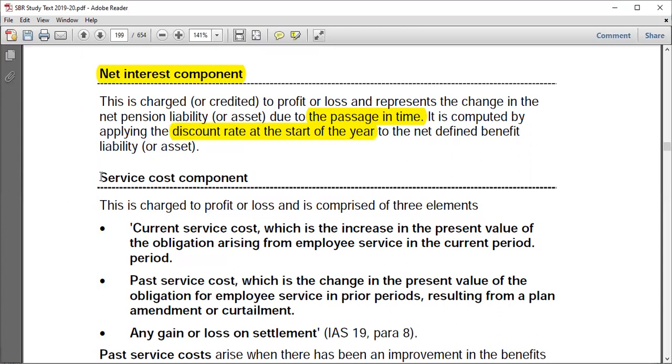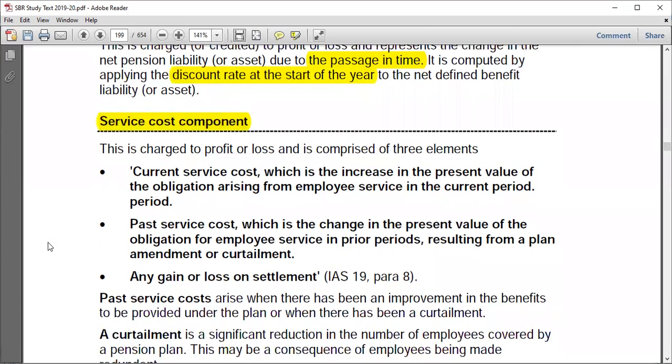Okay, and then you have another component, the service cost component, and we already saw that. As I told you, for that service cost component, you can have current service cost, you can have past service cost, and also you can have something that I wrote later. I said any gain or loss on settlement, right?